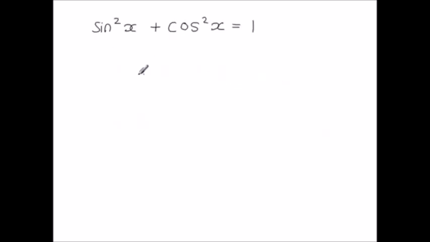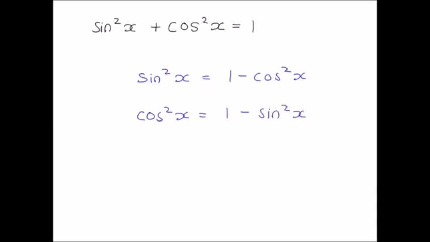This can be rearranged into sine squared x is equal to 1 minus cos squared x. That's a useful form. We could also have cos squared x is equal to 1 minus sine squared x.